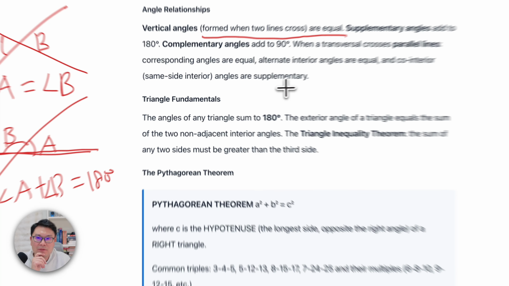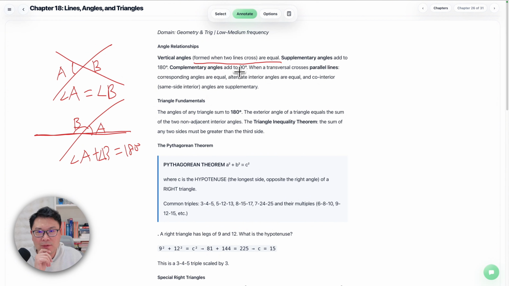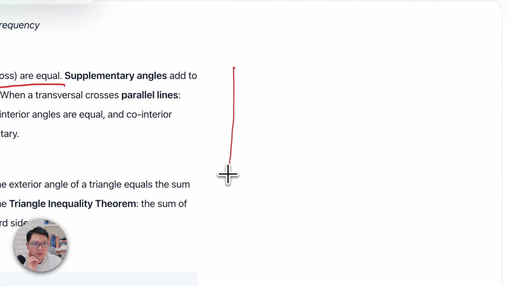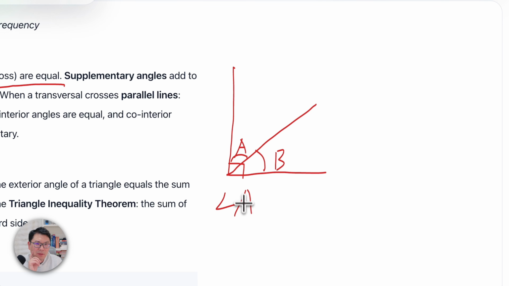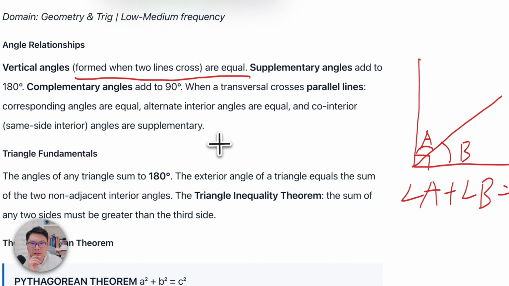And then you have complementary angles, which add up to 90 degrees. So supplementary, complementary, just try to differentiate those. So you have a right angle, which is 90 degrees. It doesn't look like 90 degrees, but it doesn't matter, just that it's 90 degrees. And then if you separate it into two angles, A here and B here, then angle A plus angle B is 90 degrees. All right, so that's complementary angles.